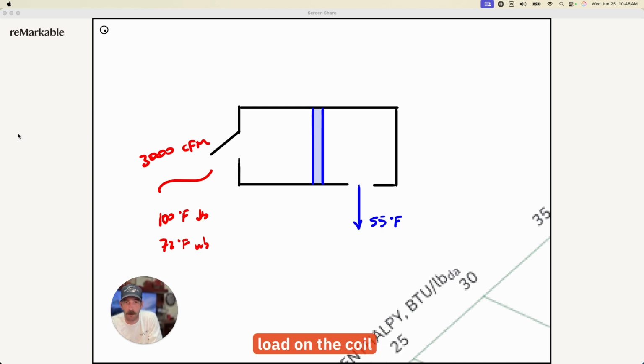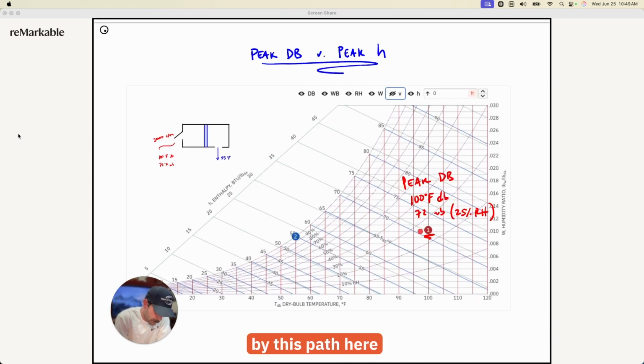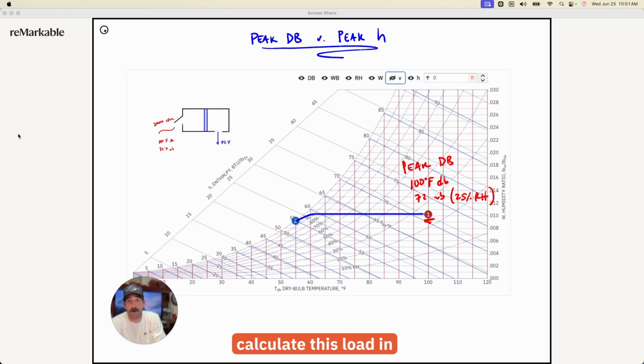What is the load on the coil? The load on the coil is represented by this path here. The coil is going to cool this air sensibly until it reaches the dew point, after which you're going to extract moisture until you hit the desired 55 degree set point. And we can calculate this load in terms of BTUs. I'm going to calculate both the sensible load and the total load so I can show you the difference between this peak dry bulb condition and our next condition.